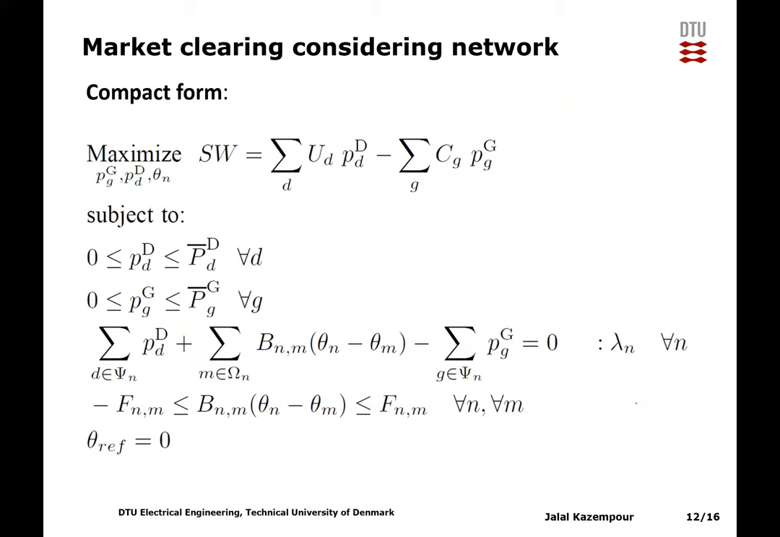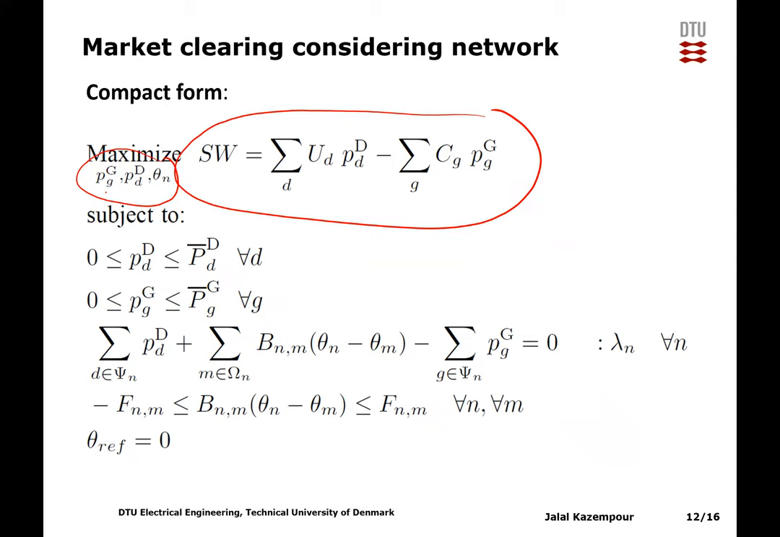Compact form. Maybe someone else can also explain very rapidly market clearing with network in compact form. Do we have a volunteer explaining this formulation? Someone else? So as you see, the objective function is the same as before. We have three types of variables: generation level of generators, consumption of demands, and voltage angles, one per bus n. The demand consumption limits, generation production limits, power balance equality per bus, nodal power balance equalities.